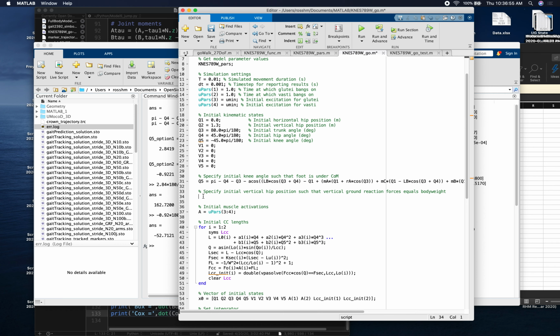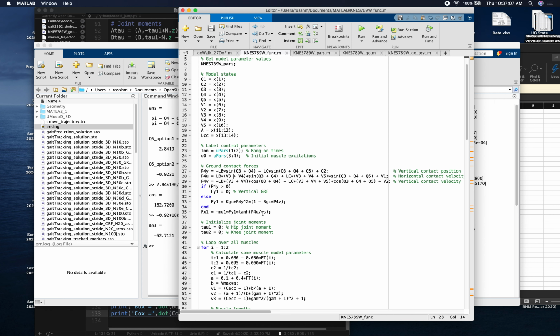So to do this, we are going to want our vertical ground reaction force, Fy1, to be equal to mass times gravity. And this vertical ground reaction force, if I go look at it in my model function here, it's a function of P4y, which, well, what's P4y? P4y is a function of all of our other initial states, which now that we've specified Q5, we know all these, and Q2. Okay. So this vertical ground reaction force here is essentially a function of Q2.